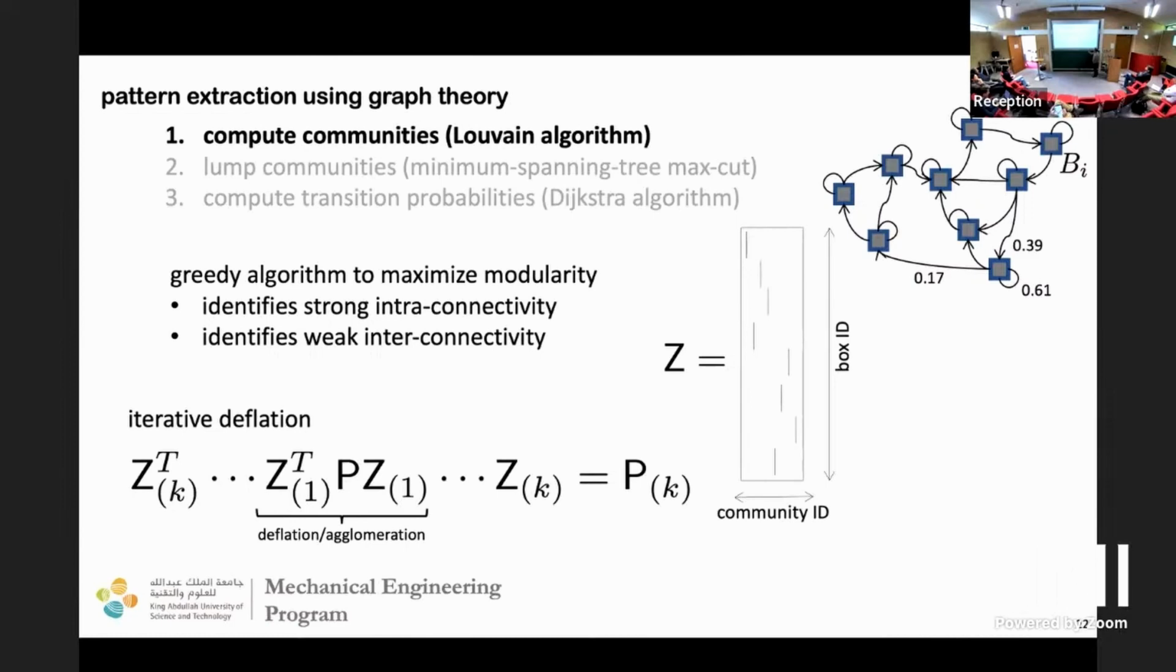And once you take this Z as a similarity transformation, you basically do a deflation or agglomeration. That's exactly what you do when you do multigrid. When you do multigrid and go for the coarser solution, you restrict, right? You lump things together, and suddenly a collection of small boxes becomes a big box. That's exactly what we do. So this is basically an agglomeration of the graph, where we coarse grain the graph by lumping nodes together that are strongly connected.